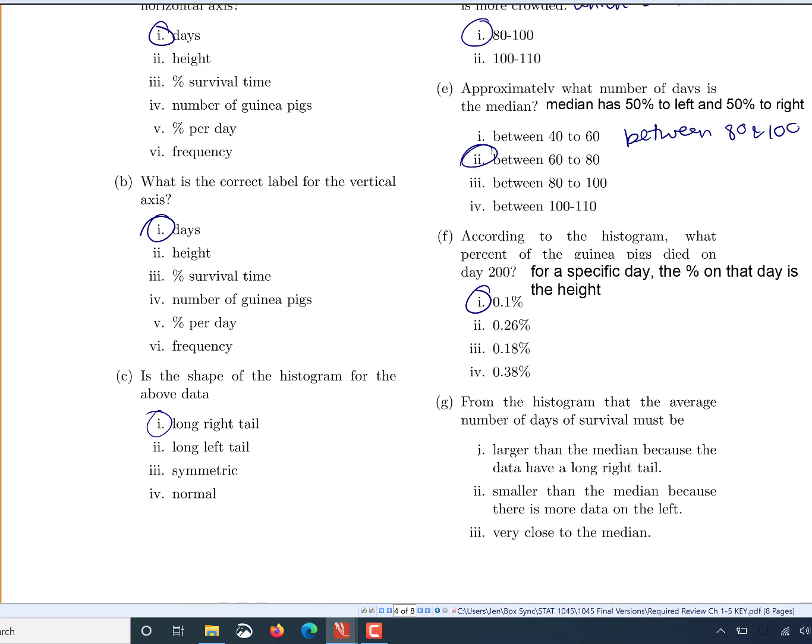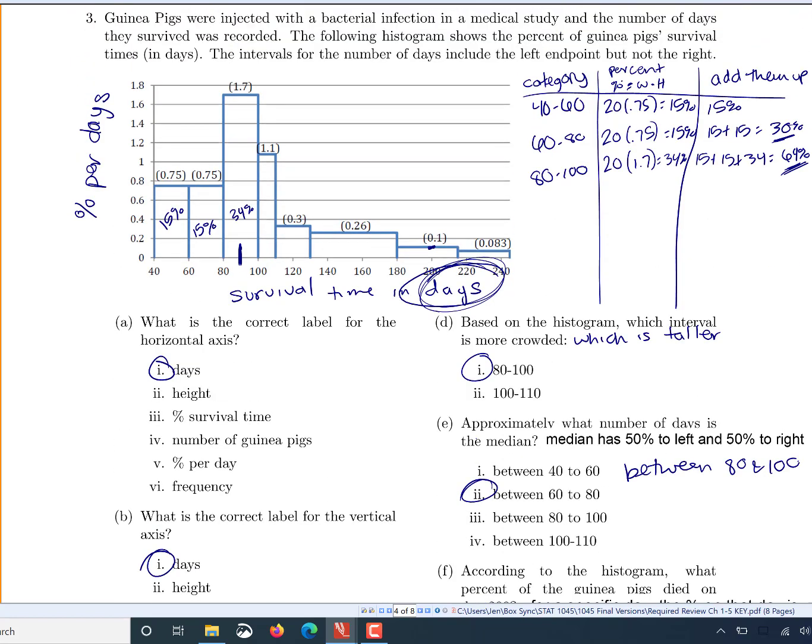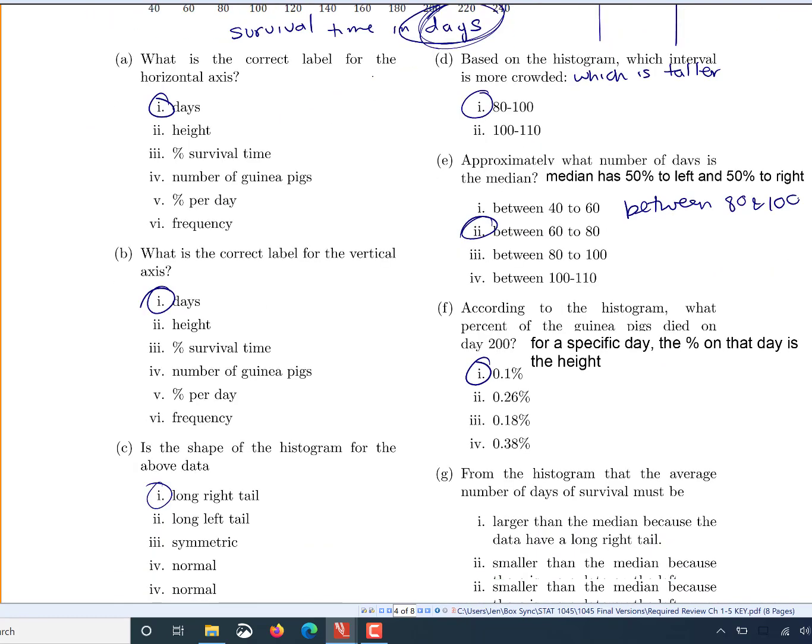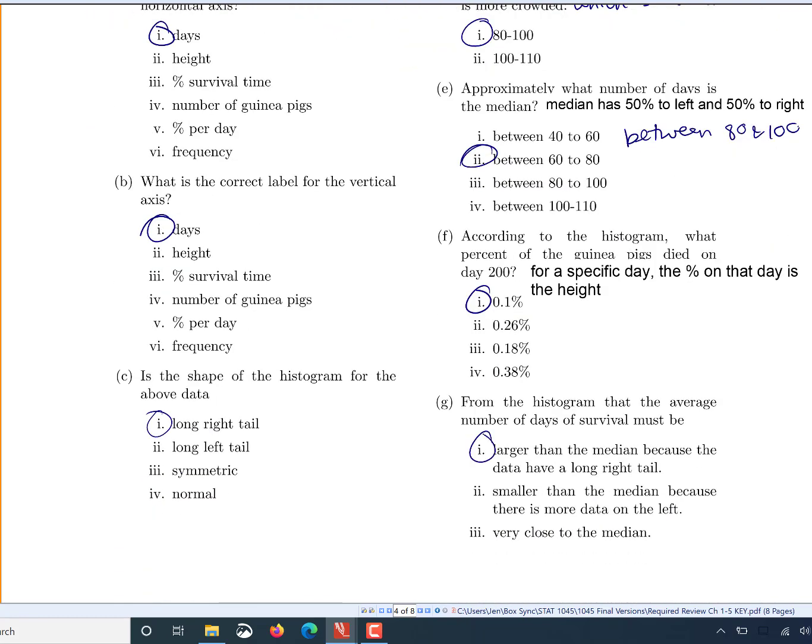Let's see. From the histogram, the average number of days of survival must be, it looks like we're comparing it to the median. So it should be bigger or smaller than the median. Well, this has a long right tail. So if my median is right here, the long right tail will always pull the average. So my average is going to be somewhere higher. Probably not at this high, but I ran out of room to write. So a long right tail will always pull your average over. So our average should be bigger. That would be I here.